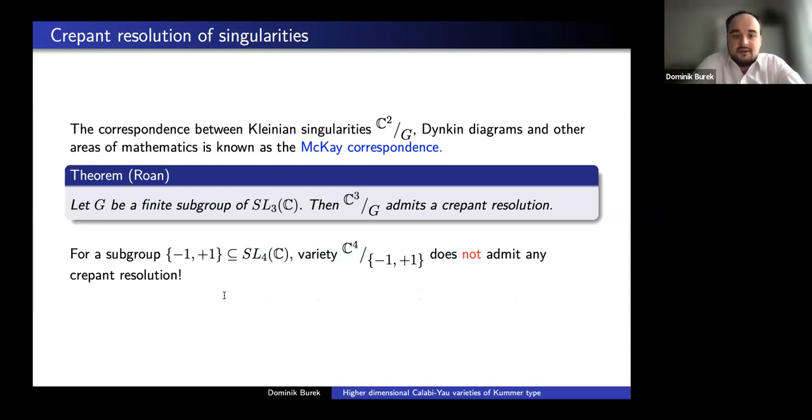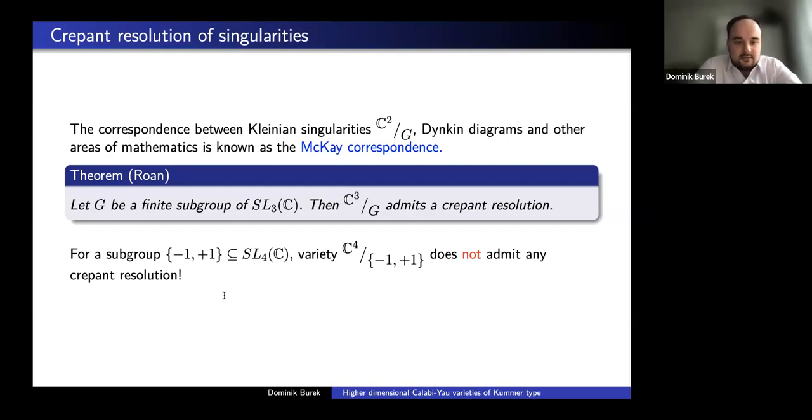But in higher dimensions, there are some difficulties. Even if we take C4 over Z2, the cyclic group of order 2, one can show, and in fact it's not so easy, that the quotient does not admit any Crepant resolution of singularities. So in higher dimensions, we may have some troubles.